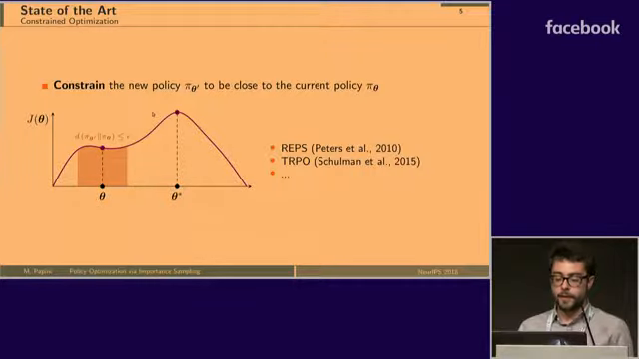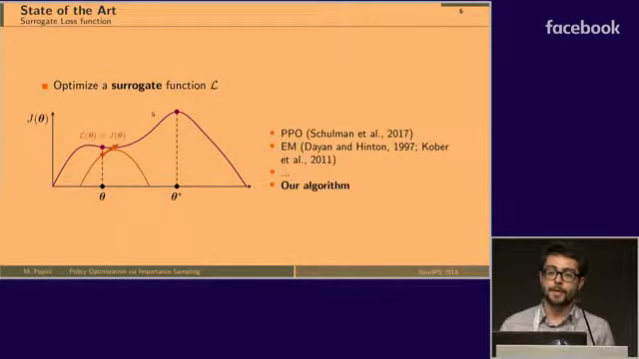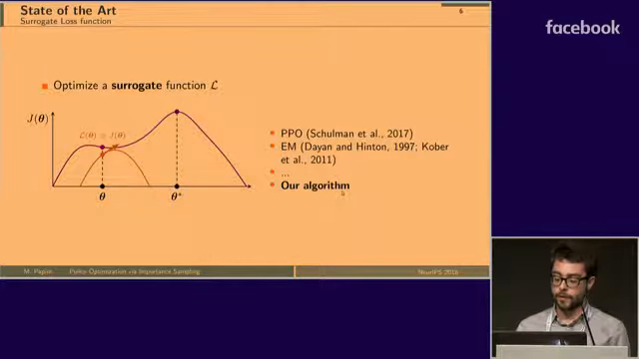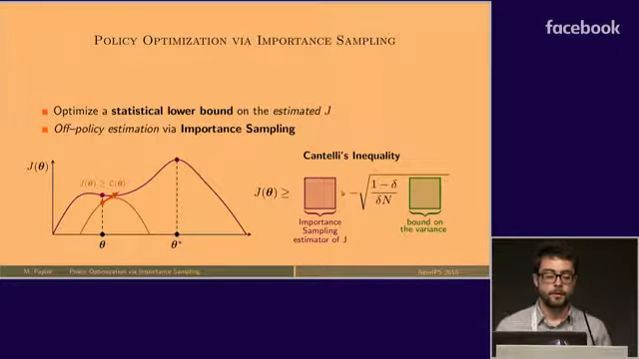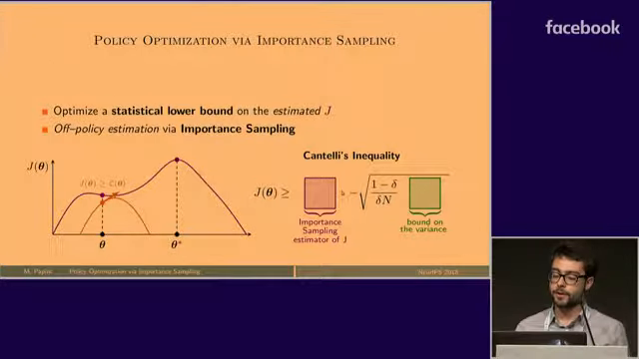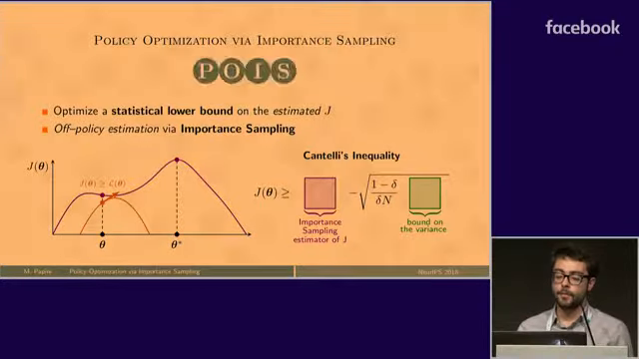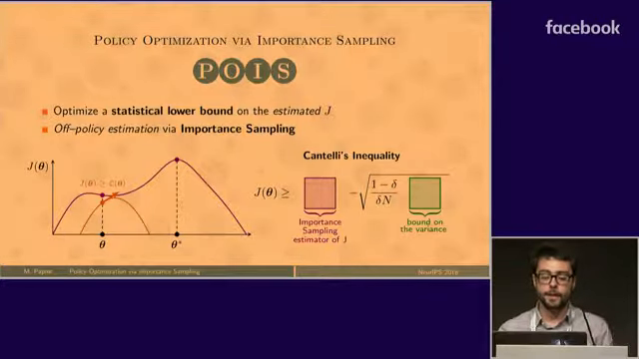A more direct approach is to optimize a surrogate function that explicitly penalizes policies that are too different. This is the approach followed by PPO and now also by our algorithm. So our algorithm is Policy Optimization via Importance Sampling, or POIS. It's pronounced POIS, which is the Italian word for polka dots.